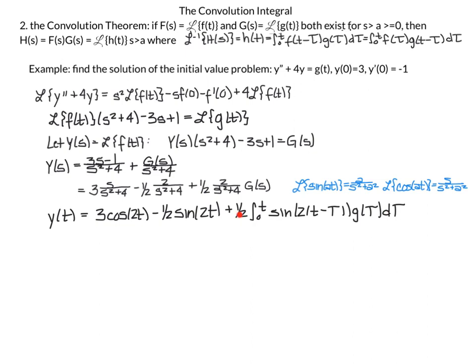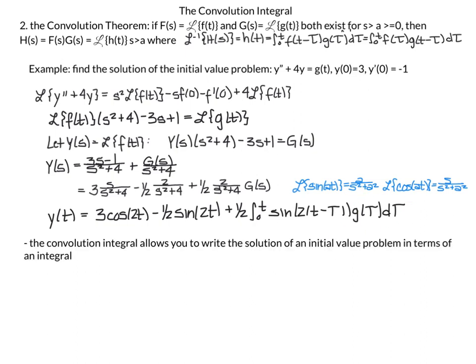So I have my 1/2. I'm going to integrate from 0 to t. This here corresponds to my sine of at, so my sine of 2t. But now I'm going to use t minus tau. So this is sine of 2 times t minus tau. And then I have my g of tau d tau. At this point, because I don't know little g of t, I can't do much more with this, and this will be my final answer here.